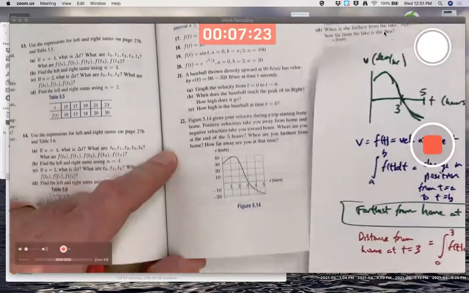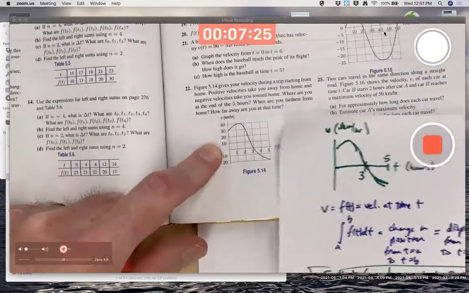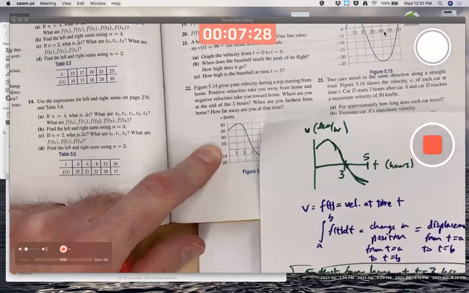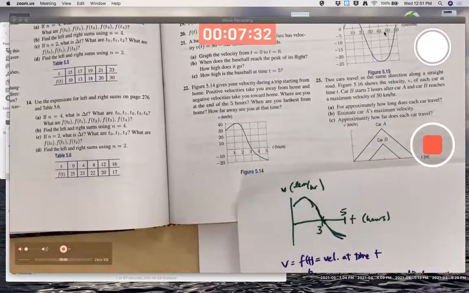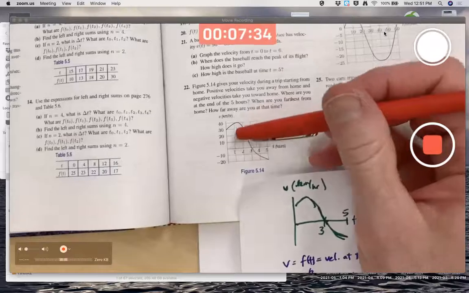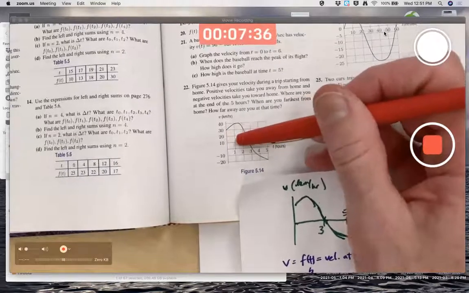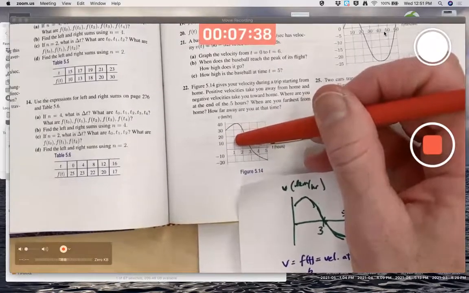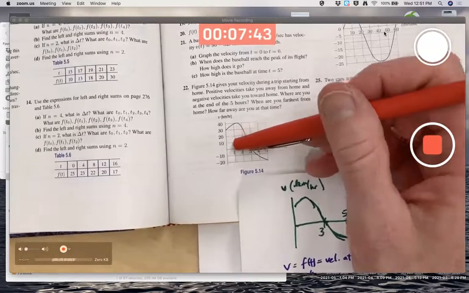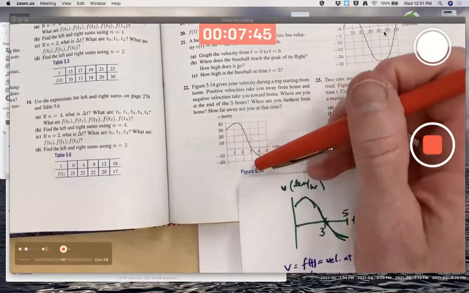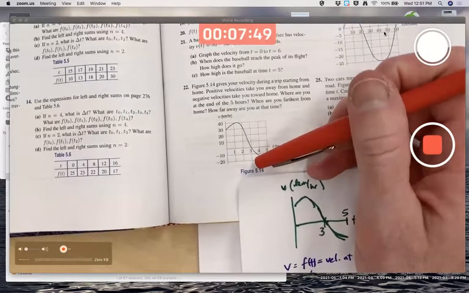We don't have a formula for f, so we can't integrate this with the fundamental theorem of calculus. Instead, we need to estimate the area under the curve. And from time 0 to time 3, we want to estimate this area. There's a couple ways you could do it. You could do a left-hand sum and a right-hand sum and average them, perhaps. You could also count boxes and figure out the area of each box. Let's do it both ways.